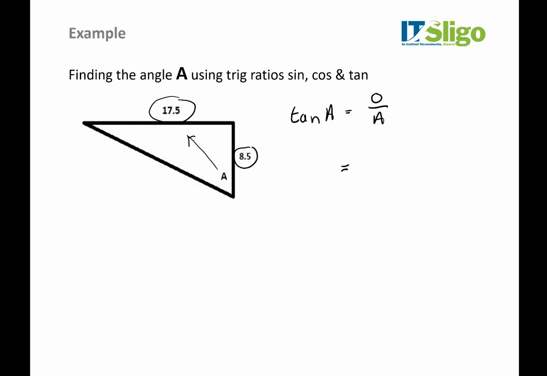Remember, opposite is opposite the angle. So that's 17.5 over the adjacent. And now, in the same way as before, I want to kill the tan. How I kill the tan is I get the inverse tan of both sides. So this is a new kind of inverse function that we can add to our collection.